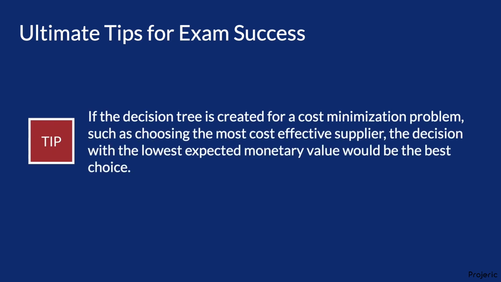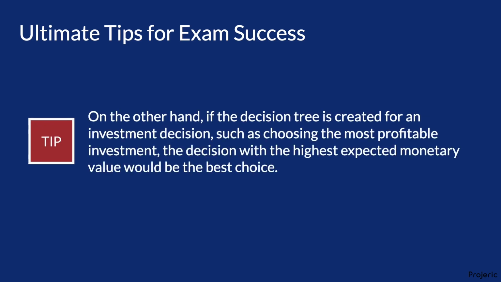If the decision tree is created for a cost minimization problem, such as choosing the most cost-effective supplier, the decision with the lowest expected monetary value would be the best choice. On the other hand, if the decision tree is created for an investment decision, such as choosing the most profitable investment, the decision with the highest expected monetary value would be the best choice.